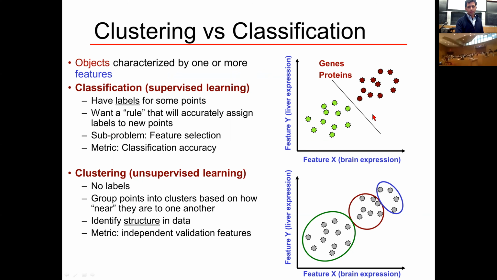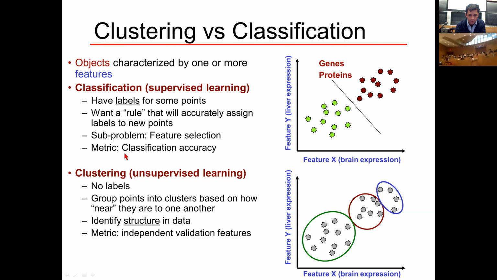So if you're looking at classifying a tissue, then the vector of features is 20,000 genes in that tissue. Again, a 20,000 dimensional point. So you can basically use that to classify. Classification is basically supervised learning. You have labels for some of the points, and you want a rule that will accurately assign labels to new points. And the subproblem is how to select the best set of features.